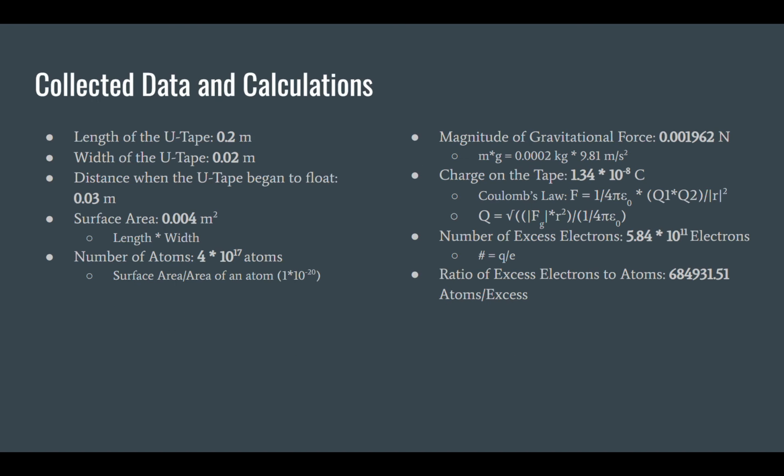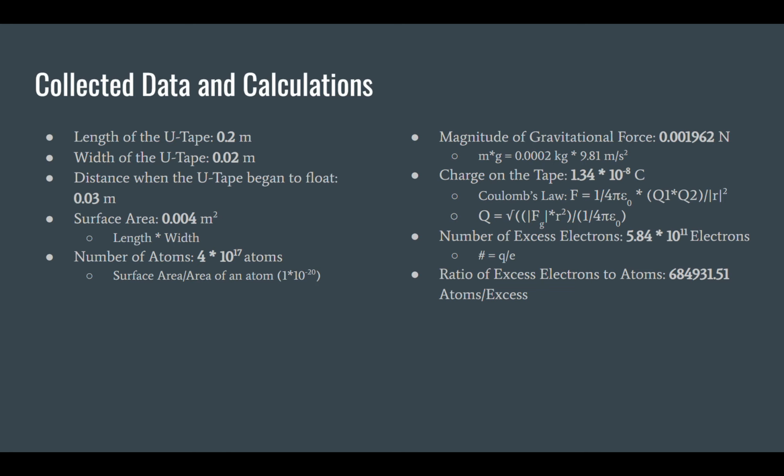So some collected data from the experiment include the length of the U-tape, which was 0.2 meters, the width of the U-tape, which is 0.02 meters, and the distance when the U-tape began to float, which is 0.03 meters. Using this information, I could calculate the surface area and the number of atoms, and using the mass of the tape, I was able to calculate the magnitude of the gravitational force.